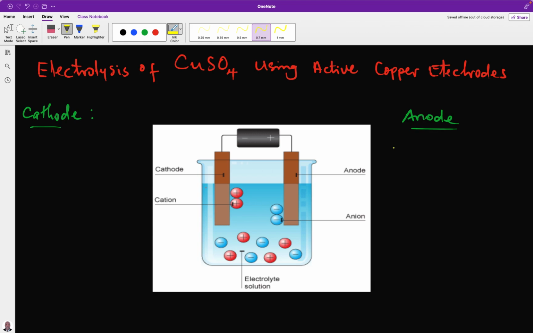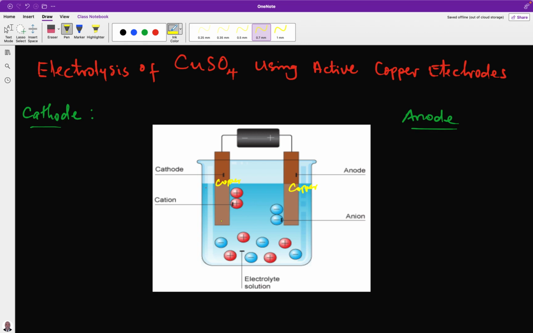Now the two electrodes, the cathode and the anode, are all made of copper. This is copper. This is copper. All of them are copper. The electrodes are copper.